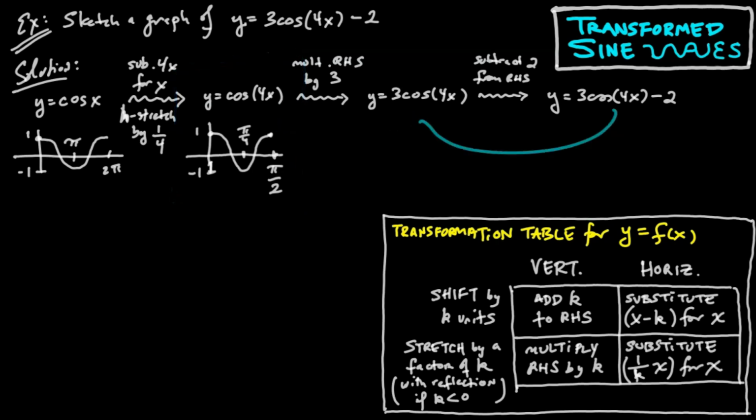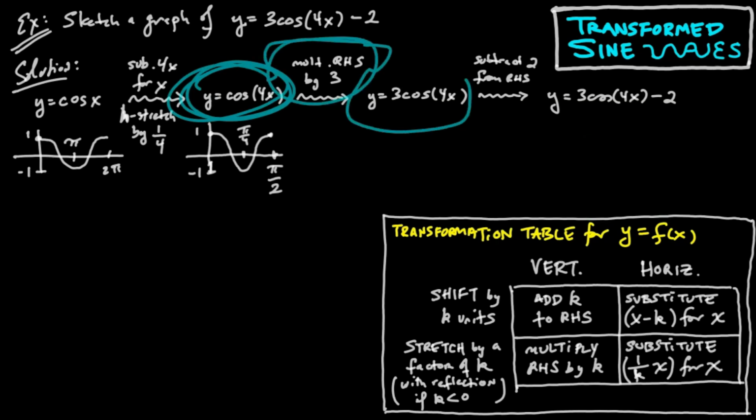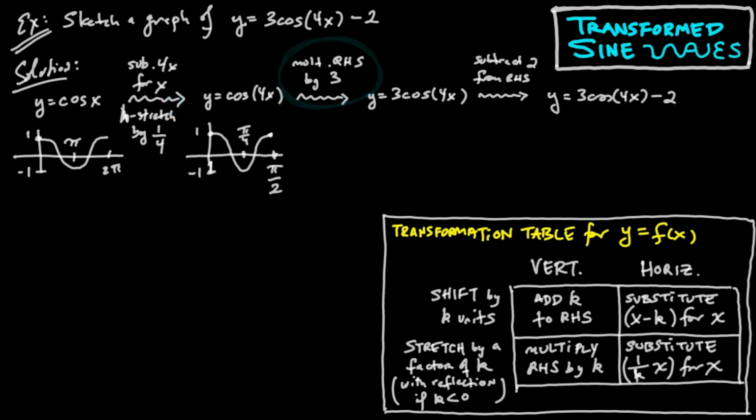But we still have a couple more transformations to do. We then took that equation and multiplied the right-hand side by 3 to get that. Well, what happens when you multiply the right-hand side by 3? It's a vertical stretch. And because it's vertical, we actually are stretching by a factor of 3. We don't have to deal with a reciprocal or anything like that. So I'll just say vertical stretch by a factor of 3.